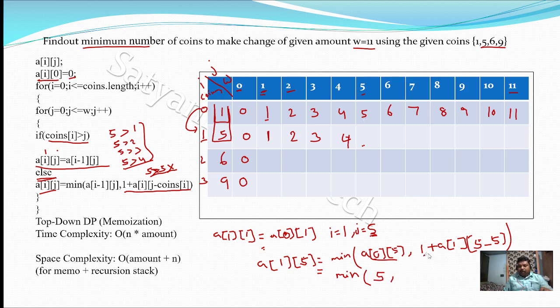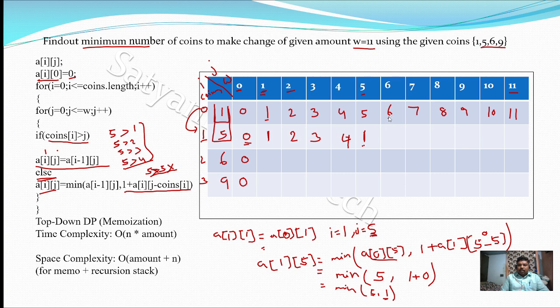So 5 comma 1 plus a of 1, here it is 0. 5 minus 5 is 0. So a of 1 0. So first row and 0 column. That is 0. Here it is 0. So minimum of 5 comma 1. So what is the minimum value? 1 is the minimum. So that's why you can take the 1. So latter cases here directly can write here. Simple technique here it is.